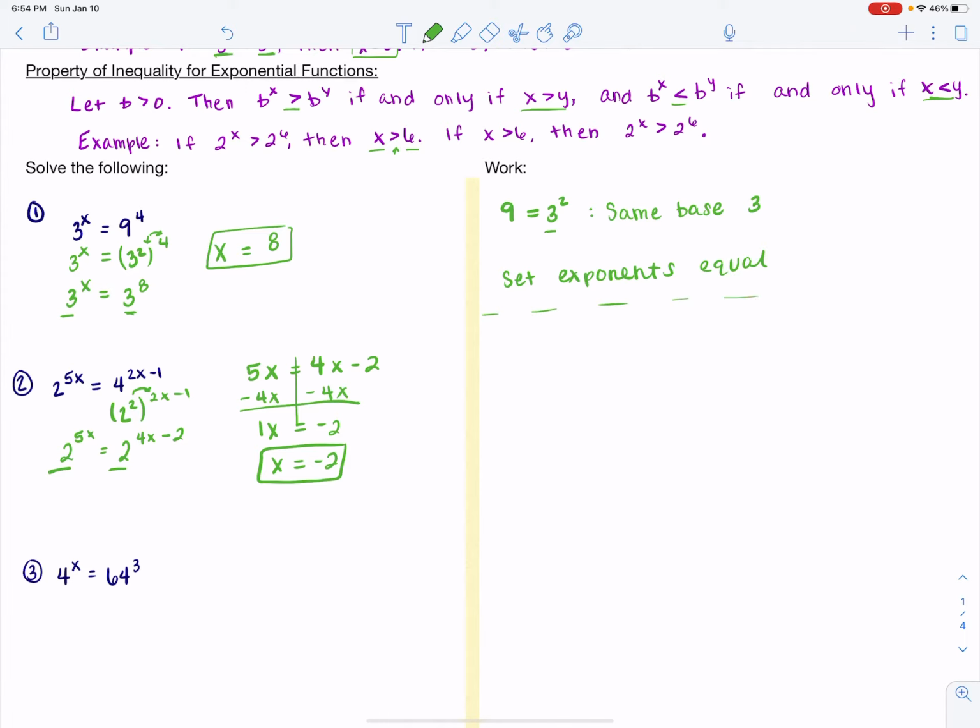Okay, the second one, the first thing I did was I needed the same base. And in this case, we knew we could change it to a base of 2. So I took the 4 and said it was really 2 squared. And then I put the other exponents back on it. And now, so step 2, we multiplied our new exponent of 2 times the 2x minus 1 that was already there. Then now that we have the same base, we set the exponents equal.